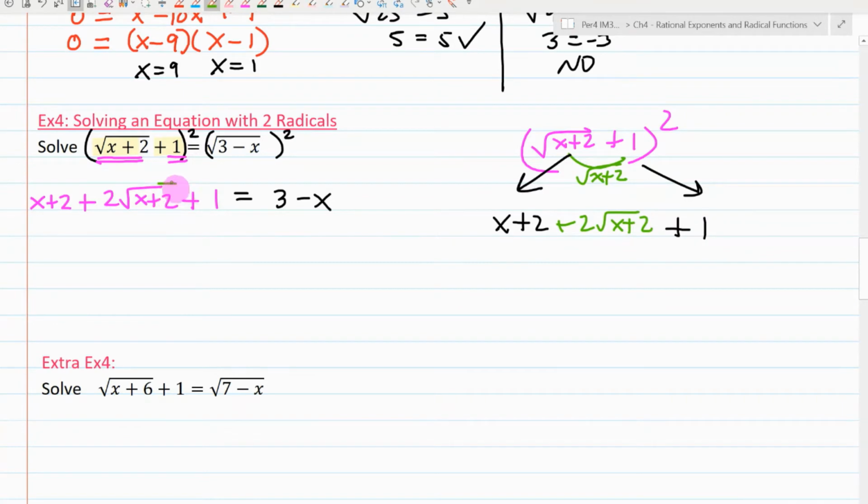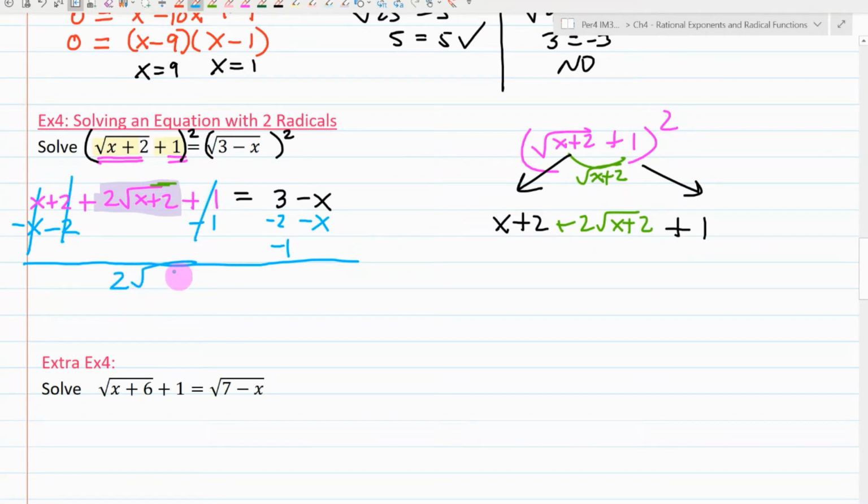Okay, now we have to get this radical by itself. And because we have to get the radical by itself, we need to move everything to the other side. So we have to subtract x, we have to subtract 2, we have to subtract 1. Okay, leave this alone. All right, so when we do that, we've done the same thing to both sides. So these cancel, that cancels. So I have 2 square roots of x plus 2 is equal to 3 minus 3. So those numbers are gone. And then negative x minus x, that's negative 2x.